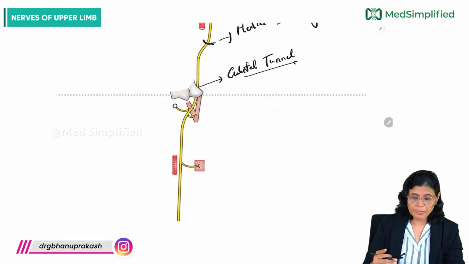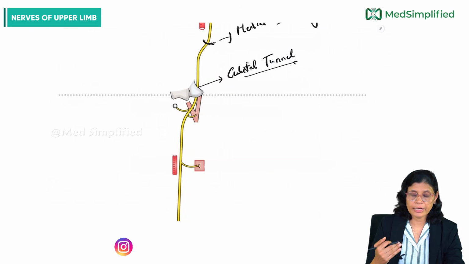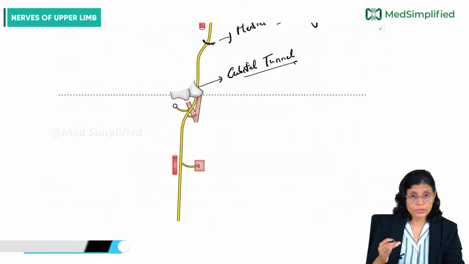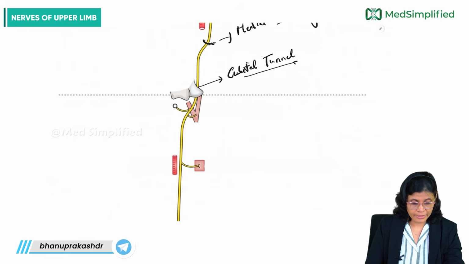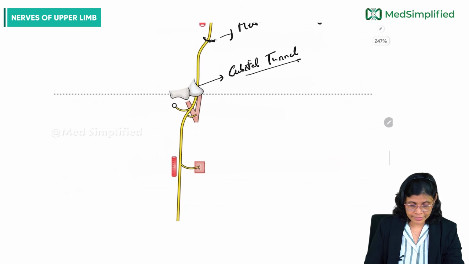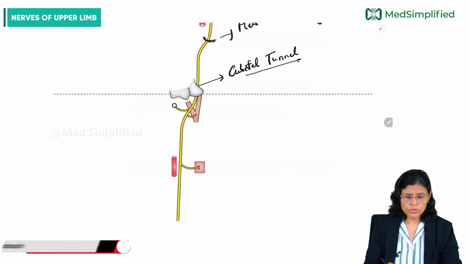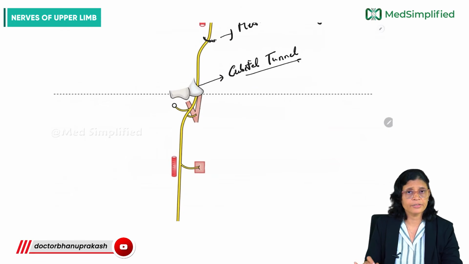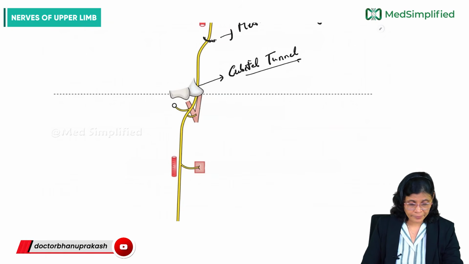Okay, so a fibrous band extends between the medial epicondyle and the olecranon process. That band will convert this groove into a tunnel, and we call it the cubital tunnel. After that, the ulnar nerve will cross the ulnar collateral ligament in the floor of the tunnel and enter the forearm. In the axilla or in the arm, the ulnar nerve is not going to give any branches.